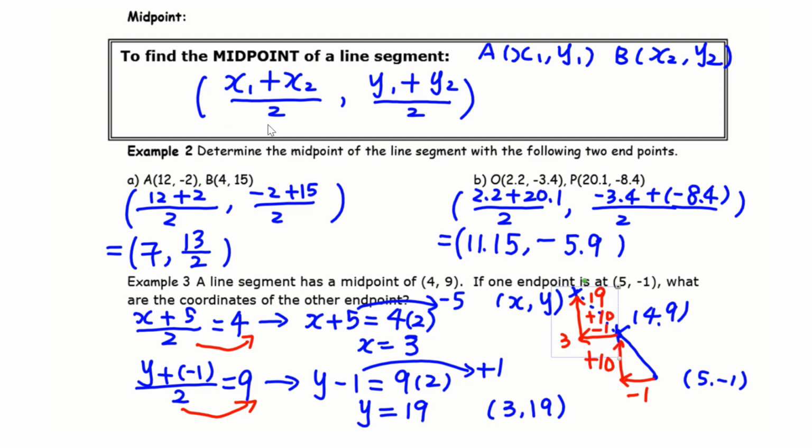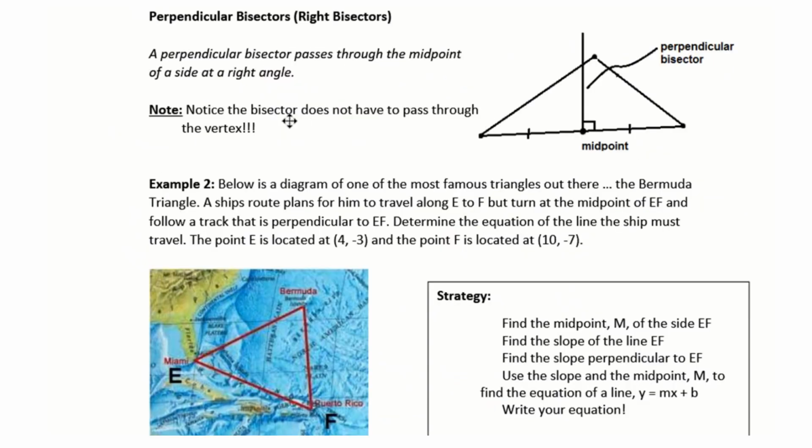The midpoint formula for 2 points is the average of the x. Average of the x coordinate means the x values added together divided by 2. And the average of y means add the y values together, y coordinates together, then divide by 2.